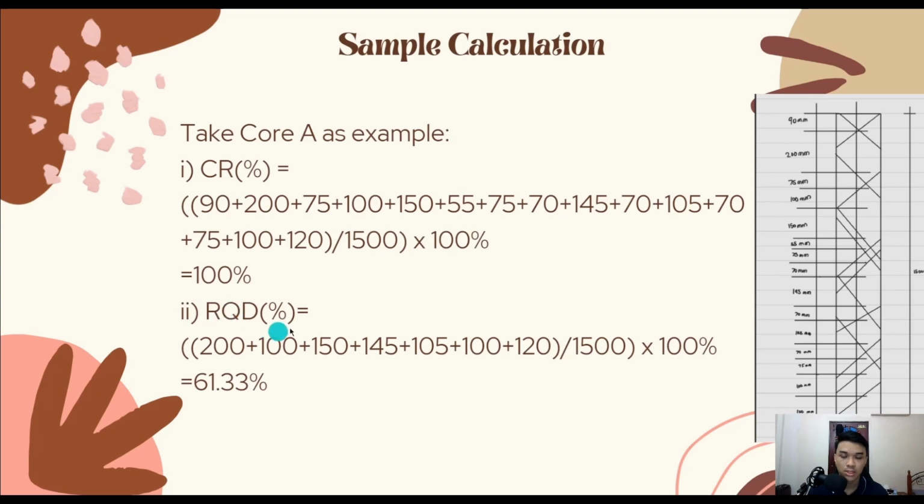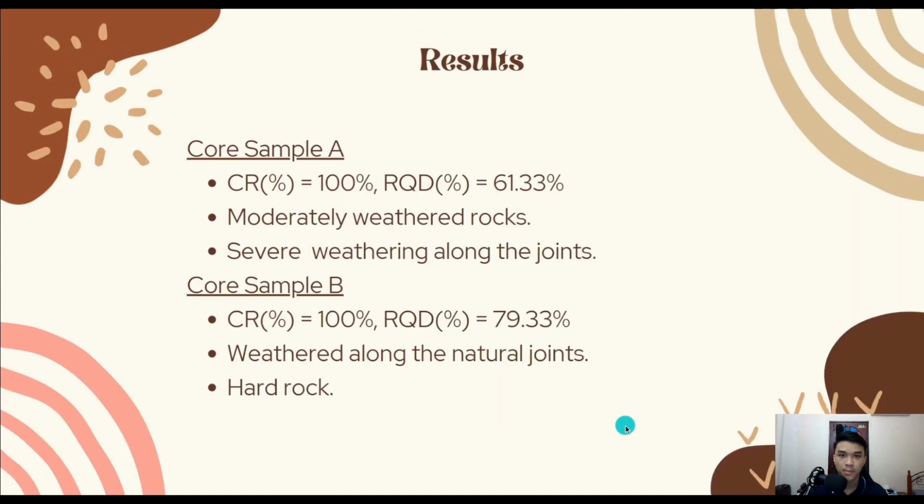So for the rock quality designation, as I mentioned just now, we only take the values equal to or more than 100 mm from center to center. So we just take 200, 100, 150 and so on. We divide it by 1500 and times it by 100%, we get the value of 61.33%. Okay, so now we move on to the results.